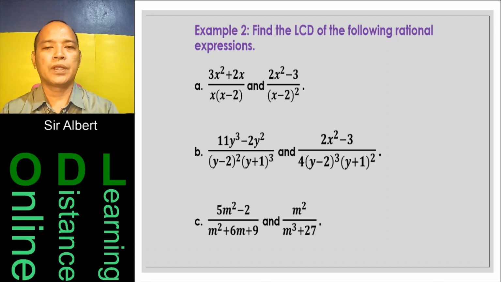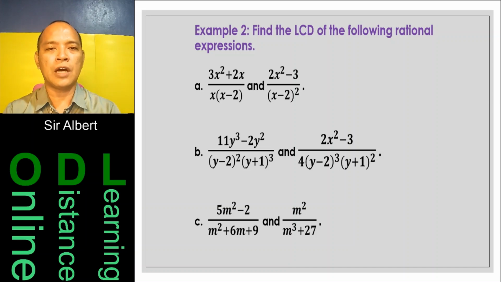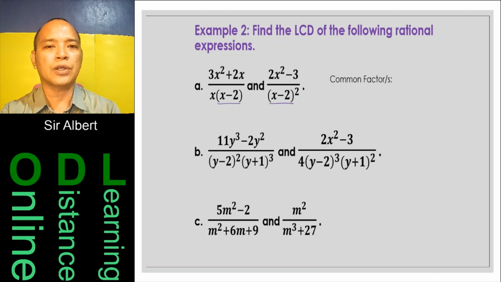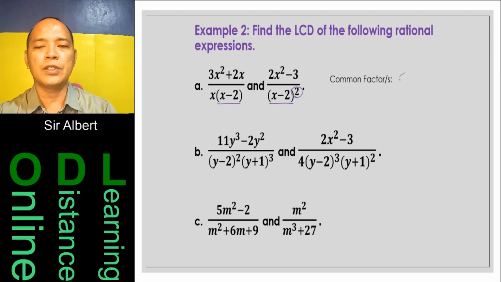Example number 2. Find the LCD of the following rational expressions. For letter A, we don't need to worry about factoring the denominators because the denominators are already given in factored form. So we now identify what is or what are the common factors. Taking a look at the denominators, we see that x minus 2 is a factor that is present in both rational expressions. We make use of the highest exponent, which is 2. Therefore, the common factor is going to be x minus 2 quantity squared.